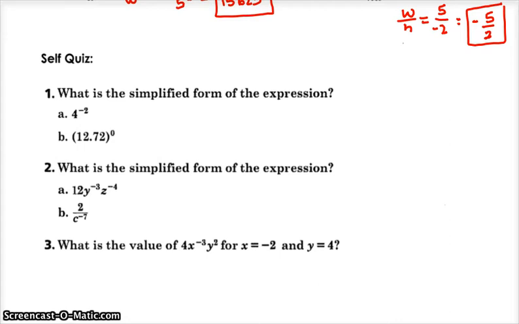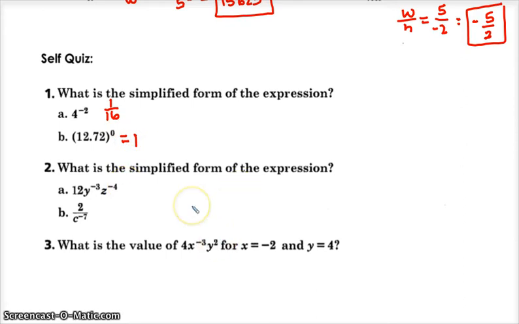Alright, on the self-quiz, you should have had the following answers. 4 to the -2 power is equal to 1 over 16. 12.72 to the 0 power is going to equal 1. Anything to the 0 power is 1.